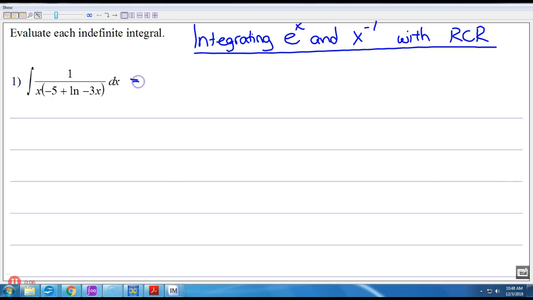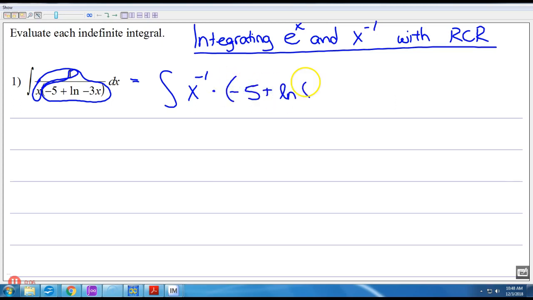So first thing I do is rewrite this so it's not a fraction. I'm going to bring everything up. I would treat these two separately and say, okay, that's 1 over x, and it's also 1 over that stuff. So I'm going to write it as x to the -1 times -5 plus ln of -3x to the -1. Do you see what I'm doing to get to that? So I'm bringing the x up, that makes it x to the -1. I'm bringing this chunk up also, which makes it that to the -1. And you'll see why in a second, hopefully, that I want them separate.